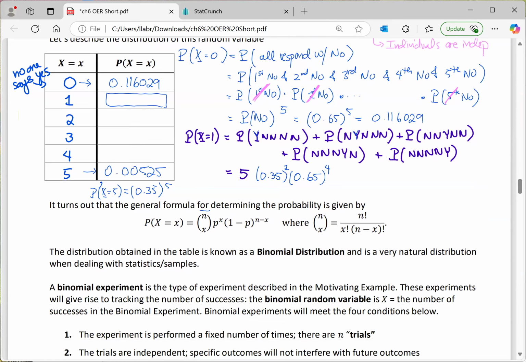This basically tells you how many ways, in a sample size of 5, how many yeses there are. It just counts the number of possible outcomes when you observe just X. In other words, how many ways can one person say yes? Here is one of them, here's another, another, another, and another. It turns out that that's given by this combination formula.